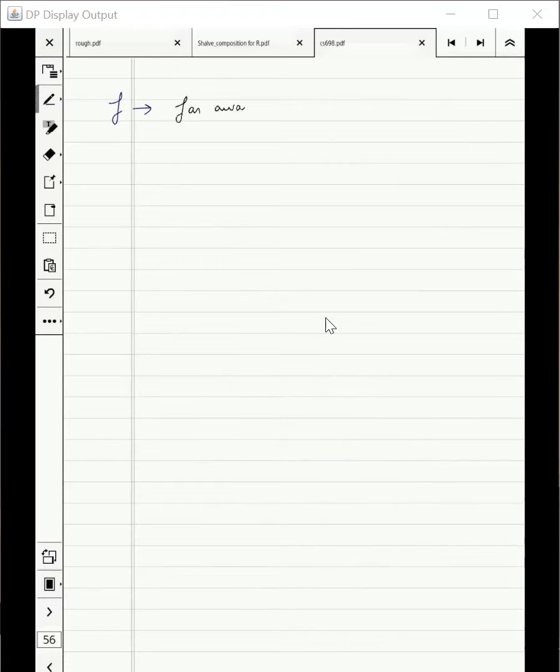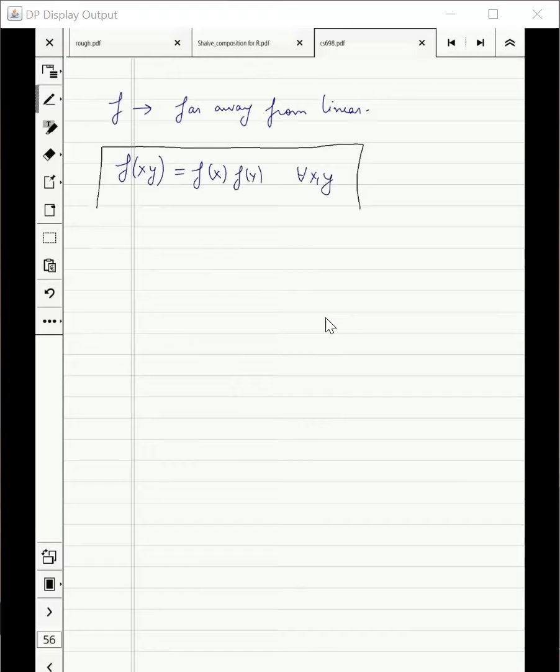For that, let me look at the definition of linearity first. What are linear functions which satisfy this condition, f(x) plus f(y) equals f(x plus y) for all x, y? Do you know of any linear functions? Are all the parity functions linear?